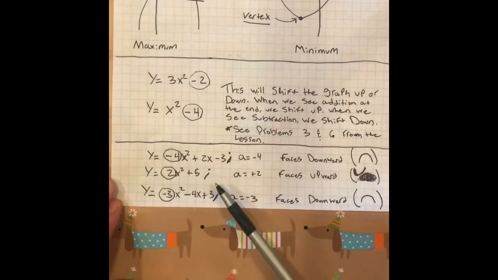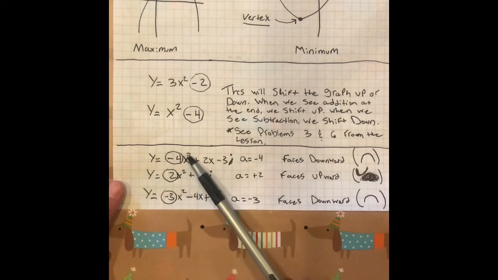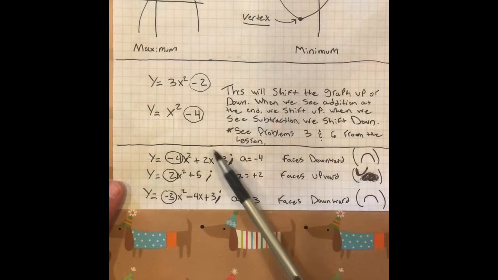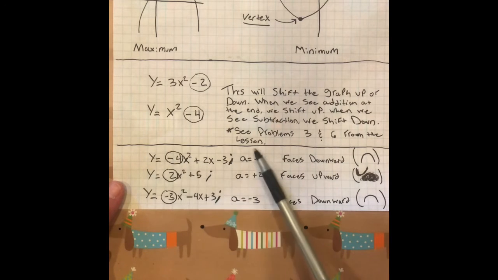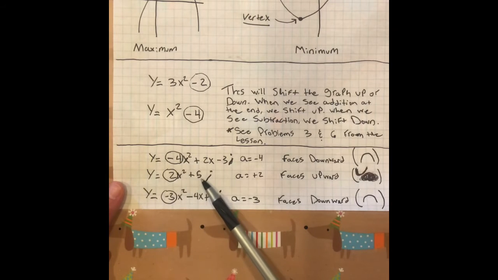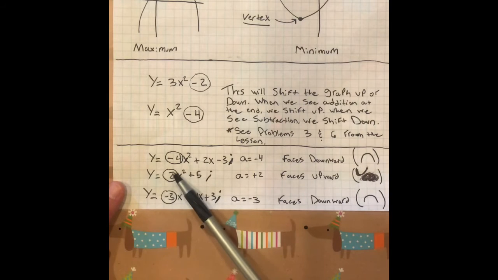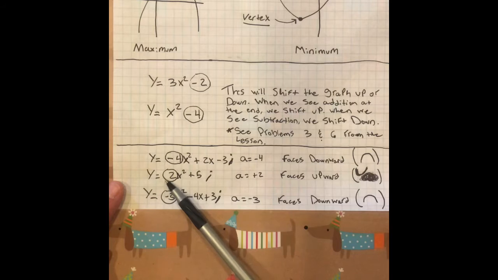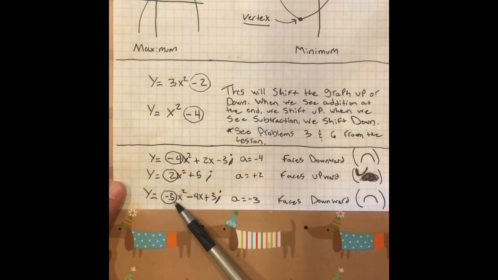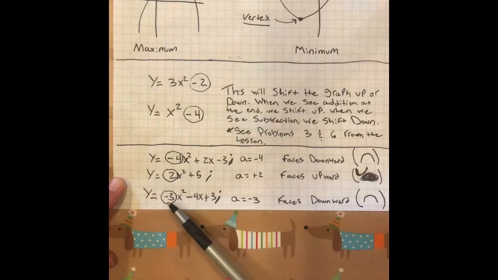Finally, y equals negative 4x squared plus 2x minus 3, where a would be negative 4. Y equals 2x squared plus 5, where a would equal positive 2. So I really want you to notice that this is a positive 2, even though they don't put a plus here. It's still a positive number. That's important to know. And then y equals negative 3x squared minus 4x plus 3, where a is negative 3.